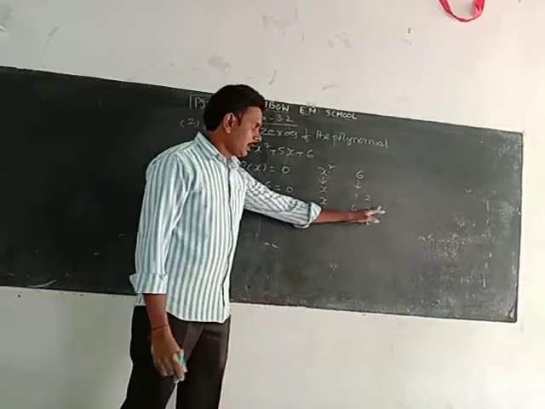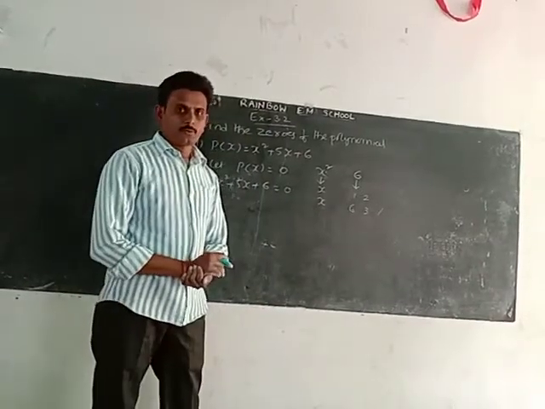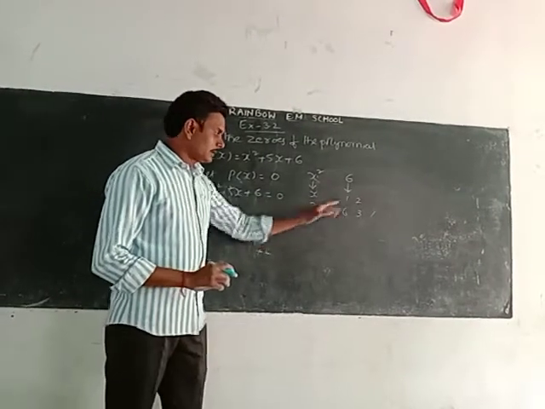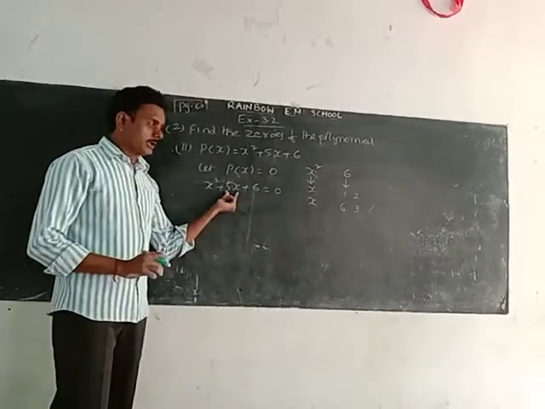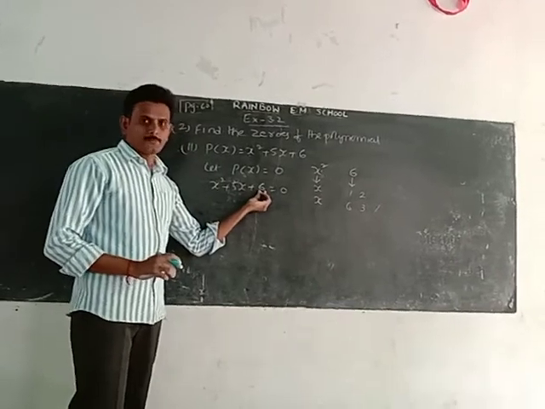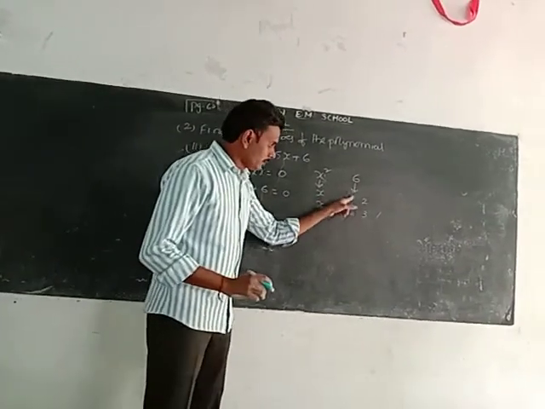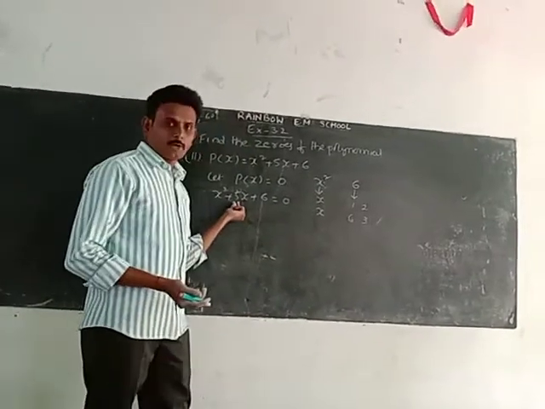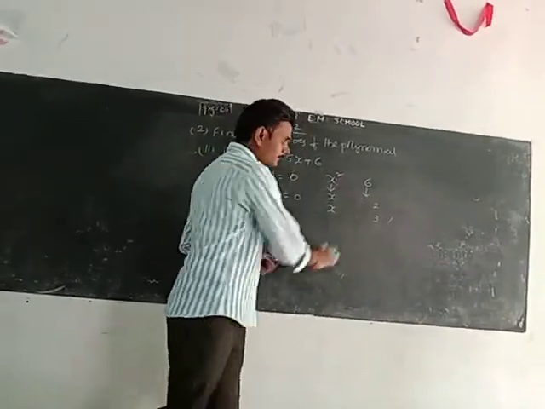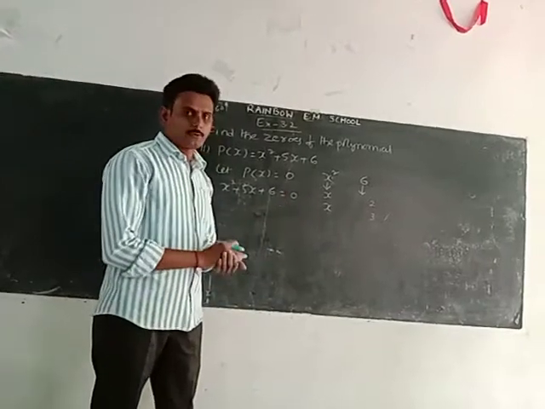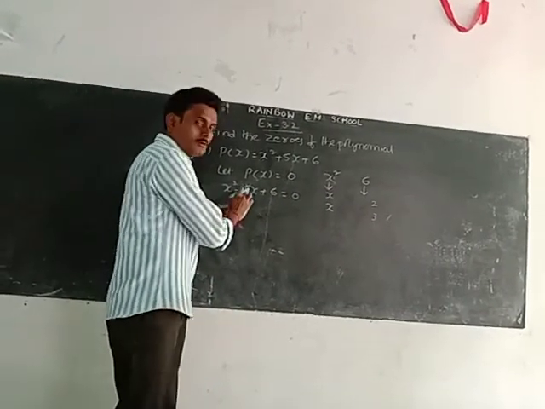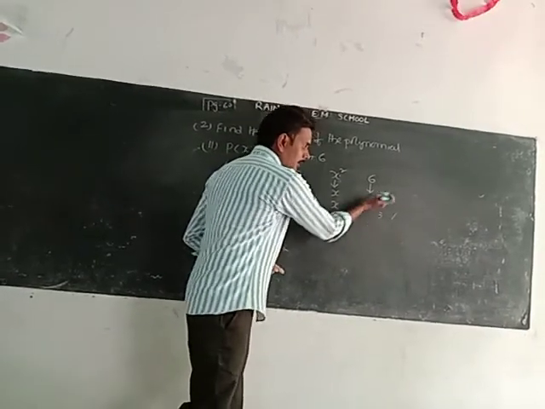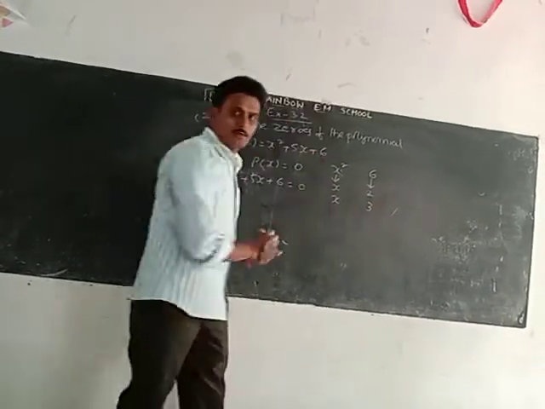But of these two, only one pair should be assumed. How can we assume? If you add the two numbers, we should get 5. If you multiply, we should get 6. If you add 1 plus 6, we get 7, but it is not equal to 5. So this pair is not possible. 1 into 6 means the product is 6, no problem there, but while adding we do not get 5. So 2 into 3 is 6, and 2 plus 3 is 5. So this pair is correct. 2, 3 is the only correct pair.